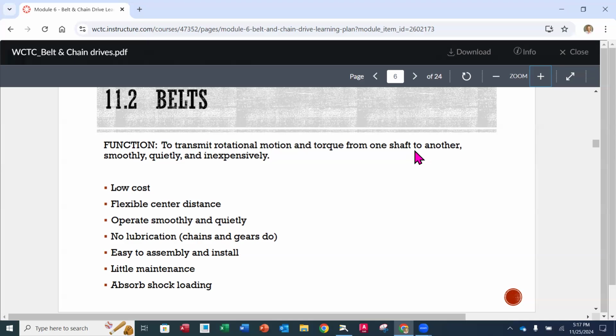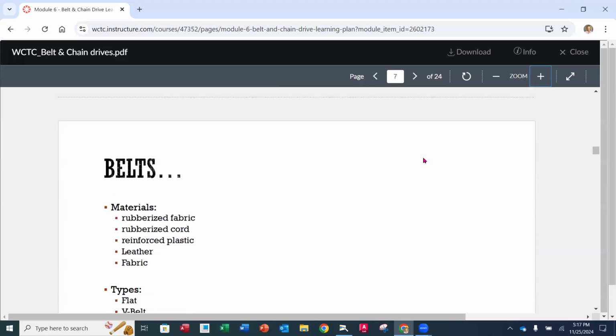They're also easy to assemble and install for the most part. It's just a matter of getting the belt over the sheaves, and you can design in ways of doing that. They have almost no maintenance except changing out the belt when it appears to be old. So when you start seeing cracks or wear or frays, it's time to change out that belt. And the other thing that they do is they absorb shocks more readily than the other two types of drives, meaning that they have that ability to flex or to stretch a little bit if they're overloaded.